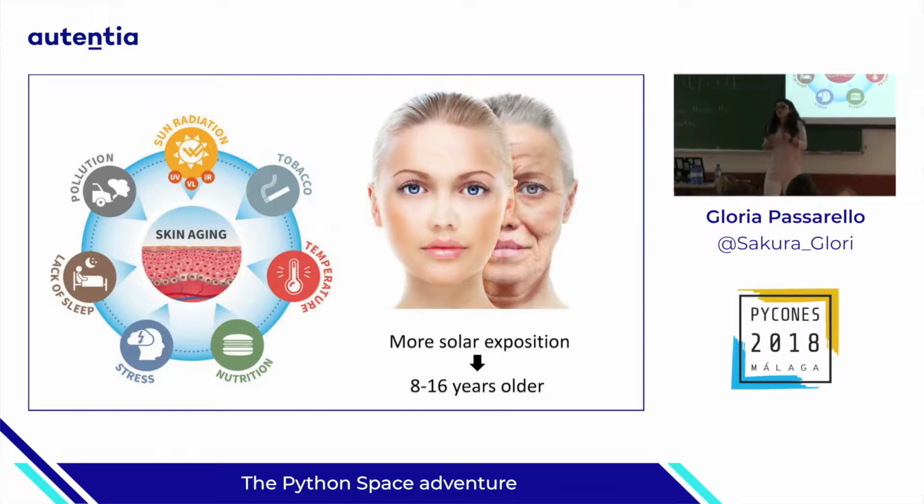Solar radiation is not only linked to skin cancer, but also to skin aging. Just imagine that those who get more solar exposure tend to look 8 to 16 years older. And now you know what you have to do from the age of 20 if you want to look younger, right? Wear sunscreen. But solar exposure is not the only factor connected to skin aging. There are a lot of other factors like stress, lack of sleep, and the quality of the air.